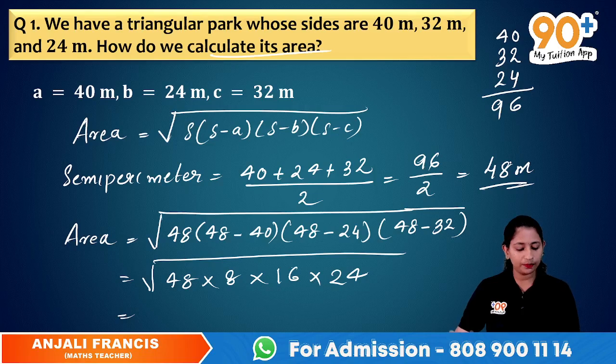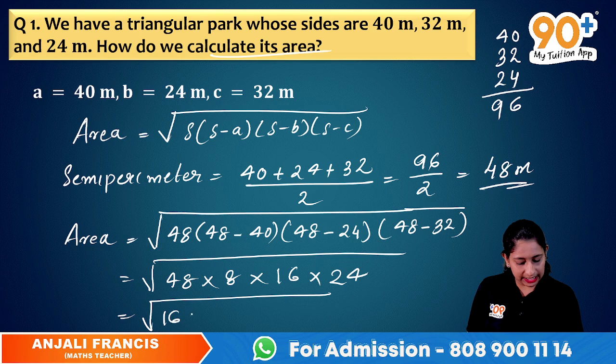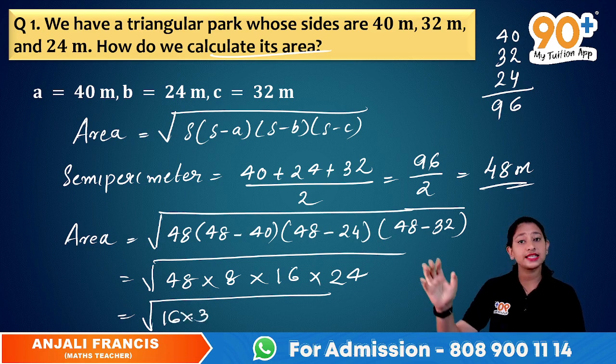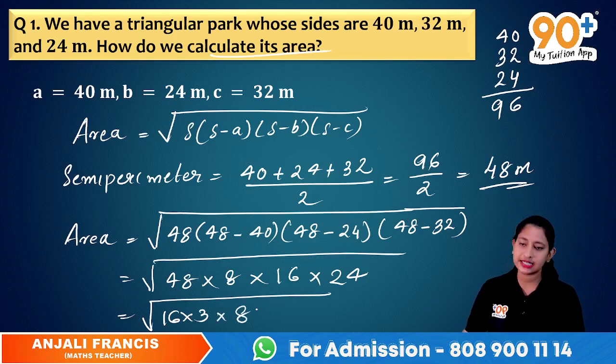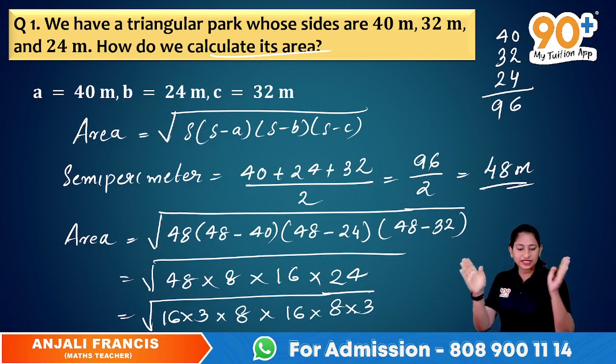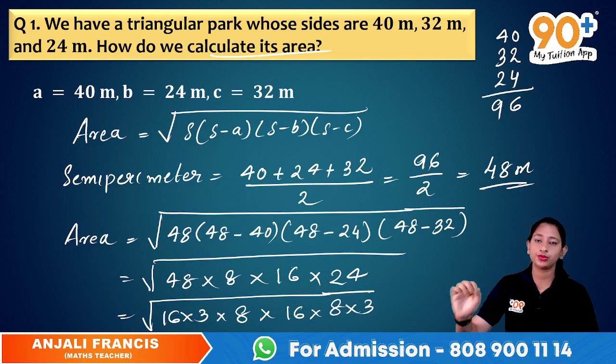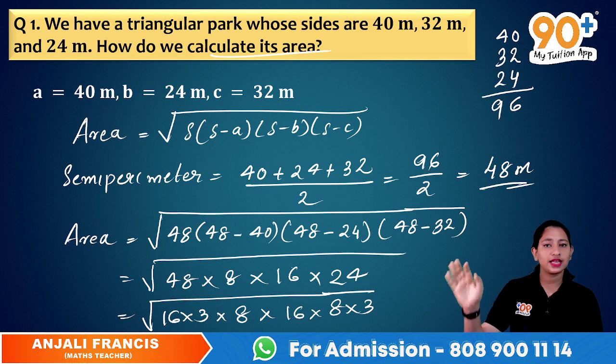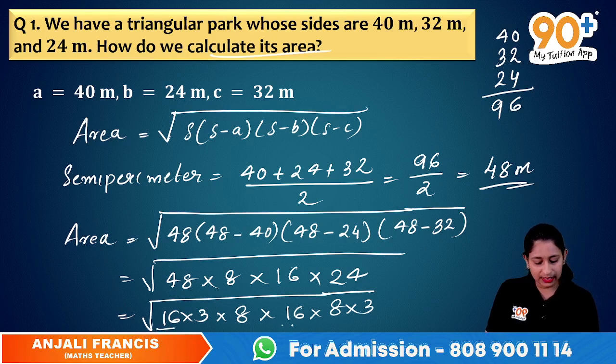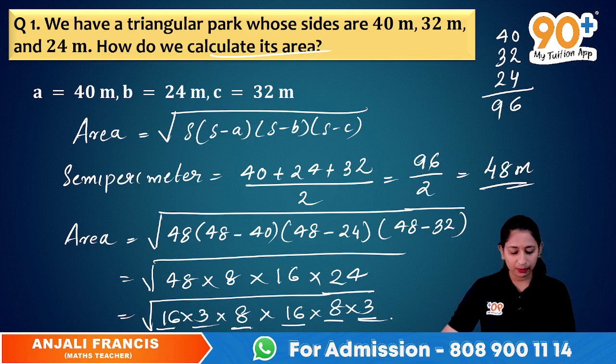So here also we are splitting 48 into root of 16 into 3, keeping 8 as 8 and 16 as 16, and we also split 24 into 8 into 3. Is it clear? So here there are 2 root 16s, 2 root 8s, and 2 root 3s. Now we are moving on to the next page.